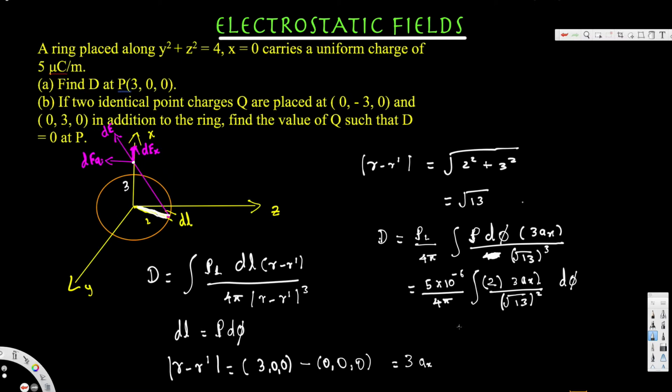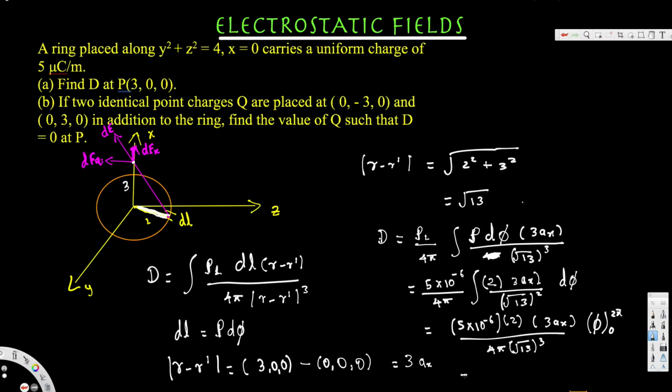Now, after we do the integration, since this is a circle, the limits of integration are going to be 0 to 2 phi, right? So we are going to have something like this: 5 times 10 to the power minus 6 times 2 times 3ax divided by 4 phi times square root of 13 cube. Then this phi goes from 0 to 2 phi.